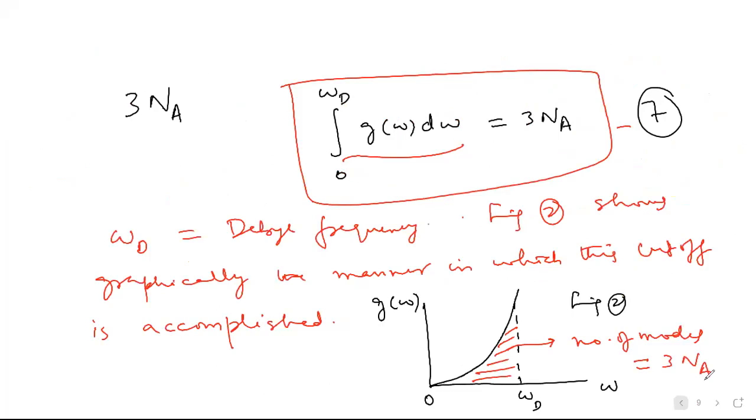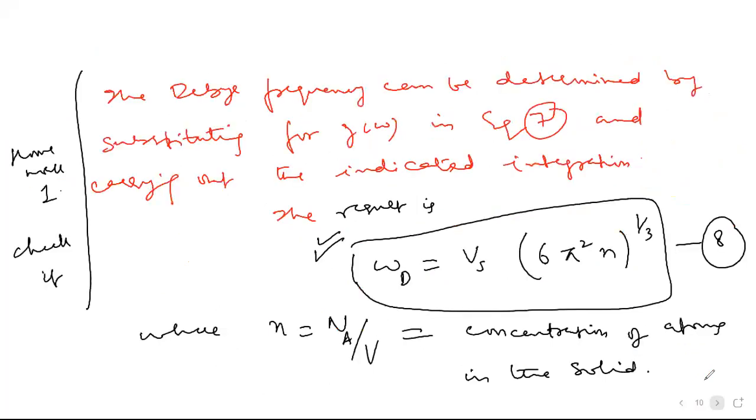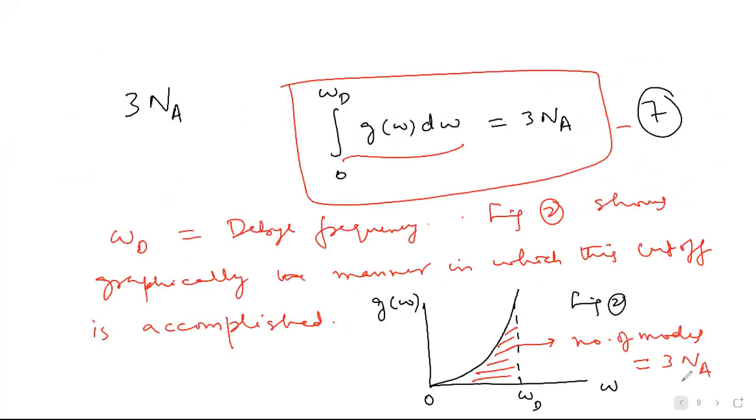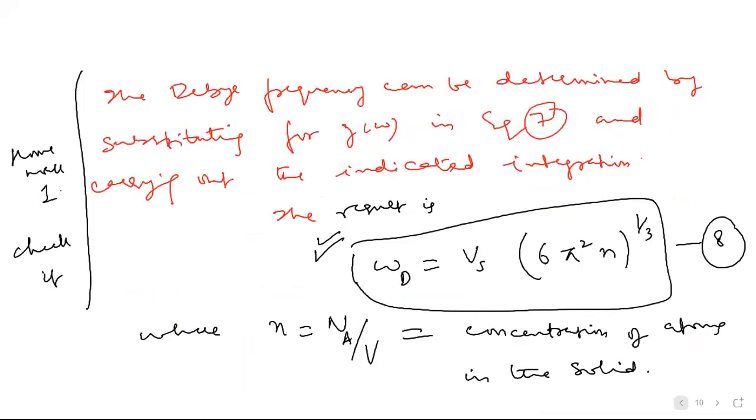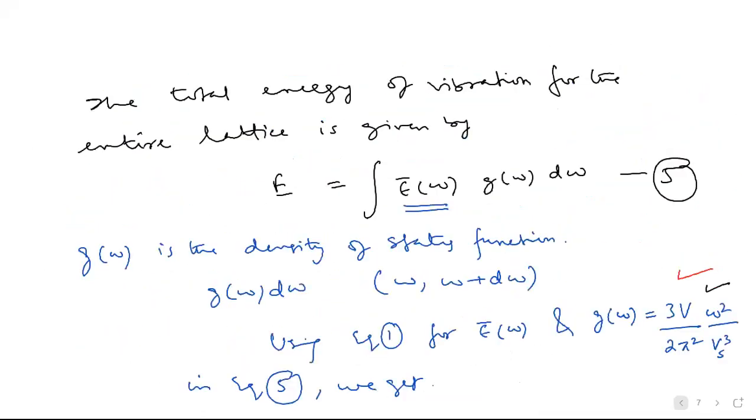I have given you a second homework, to solve for omega D, the Debye frequency, by solving the integral in equation 7. These are your 2 homeworks. So this equation 10 gives us the heat capacity per mole of a solid substance at constant volume according to the Debye model. This is all for today. I stop here. Before stopping, I will just summarize the things.